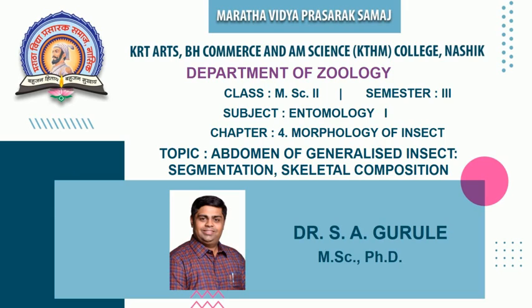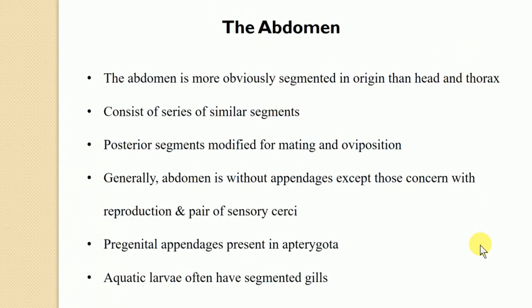In the previous video of the subject entomology, we are learning chapter number 4, that is morphology of insect, and we have completed the thorax and their appendages present among the insect. In this lecture we are going to start the third body part of the generalized insect, that is the abdomen, and we are going to learn the topic abdomen of generalized insect, their segmentation and the skeleton composition of the abdomen. So let's see first of all the abdomen.